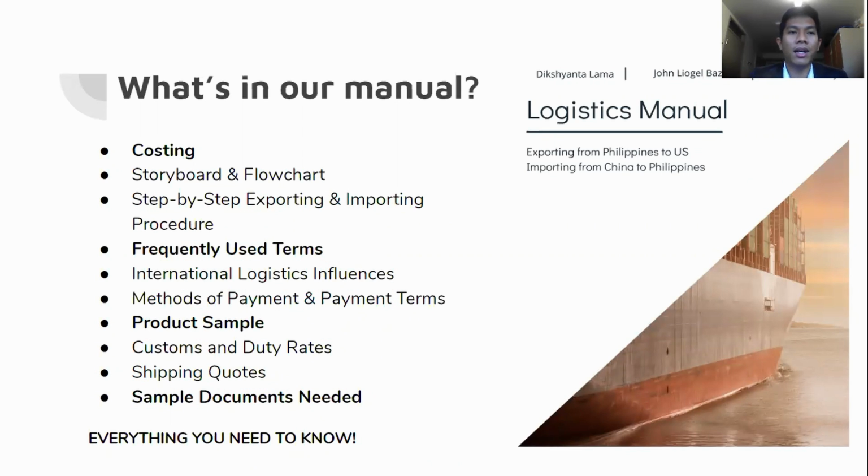First, as you can see, there's different information listed in bullet point format. We mainly focus on the different processes, especially the costing. It's very essential in every process: the step-by-step procedure and all the costs needed as you source from point A to point Z. We also have different storyboards and flow charts for both importing and exporting, different product samples for each country, and the sample documents that you might need as you go through the process.